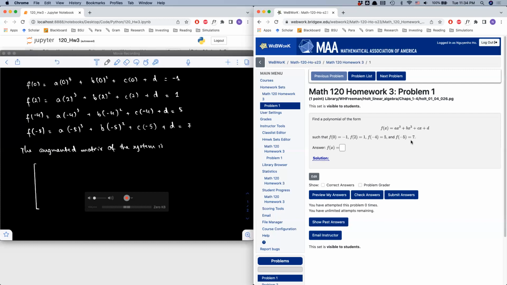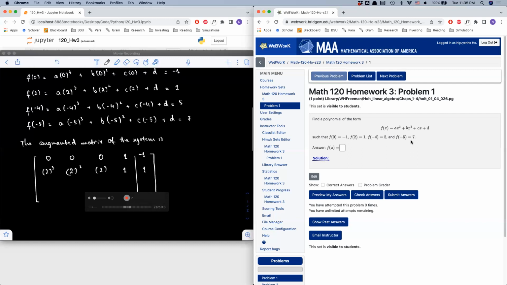A, B, C, D are the variables that you need to find. The coefficient matrix is going to be, sorry, 0, 0, 0, 1. Why is it 1? Because the coefficient of d is 1. And on the right hand side of the vertical line is -1. So that's the first equation. The second equation is 2 cubed, then 2 squared, then 2, then 1, and the constant value is 1.